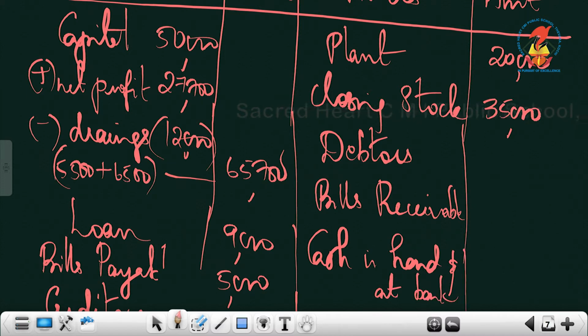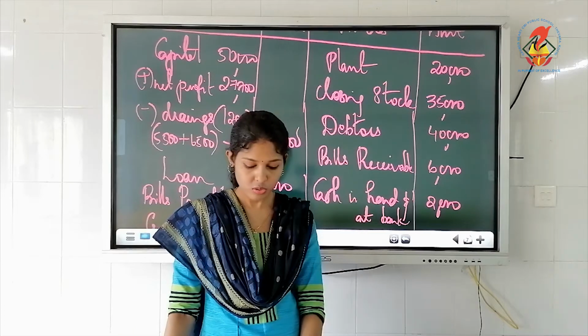Debtors figure given there is 40,000. Then bills receivable. We have for rupees 6,000. Cash in hand and cash at bank 2,000. Okay. Balance sheet items almost it's over.